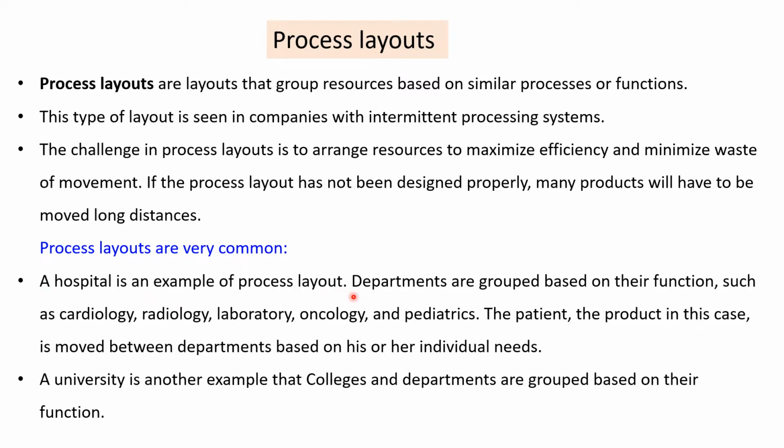A hospital is an example of process layout, and a university is another example, because colleges and departments are grouped based on their functions in a university, and departments are grouped based on their function in hospitals, such as cardiology, radiology, laboratory, oncology, and pediatrics. In general, process layout groups resources based on their similar functions.